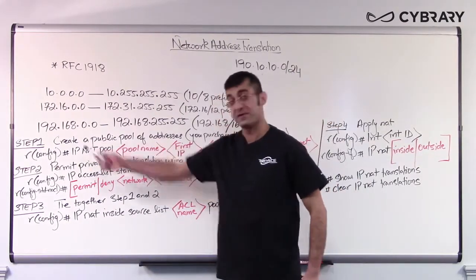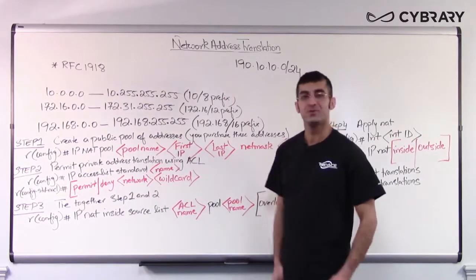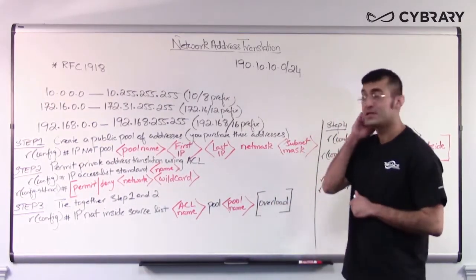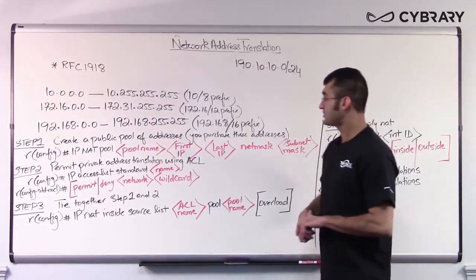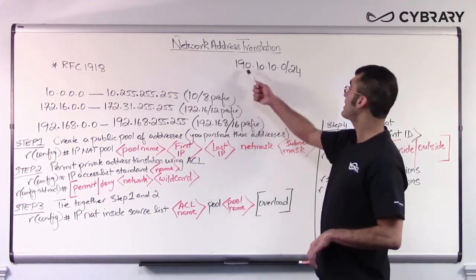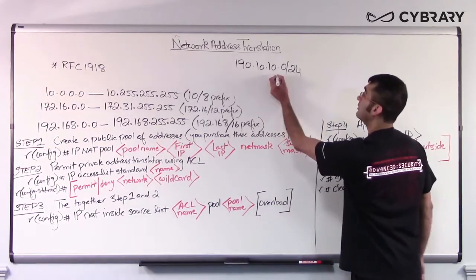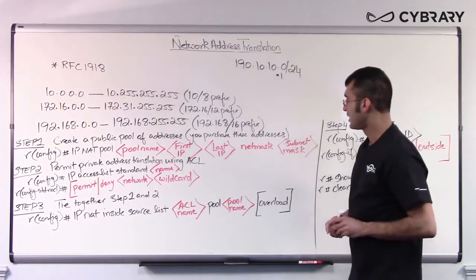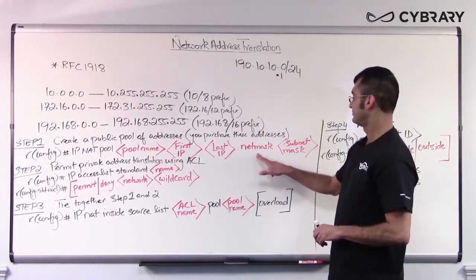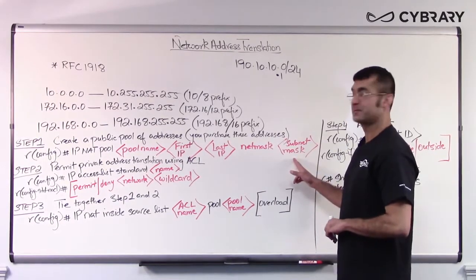ip nat pool from config mode, then the pool name. You simply name the pool. We can call it CCNA. Then you assign the first address. So from the 190.10.10.0/24 range, the first address will simply be .1. Then the keyword netmask, and then the subnet mask.